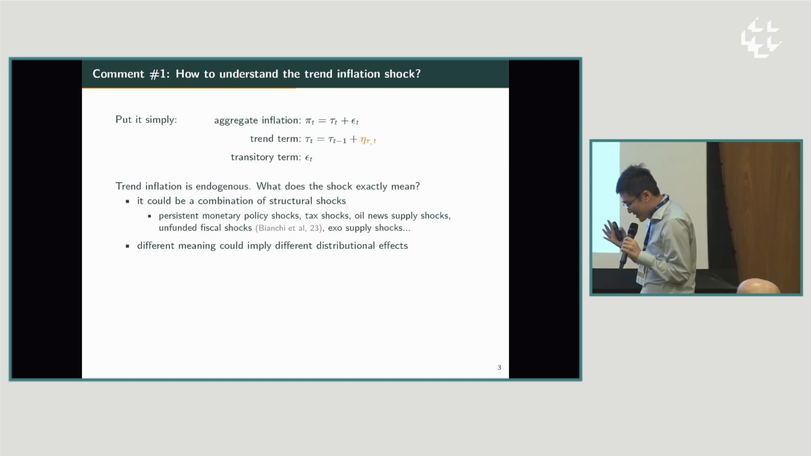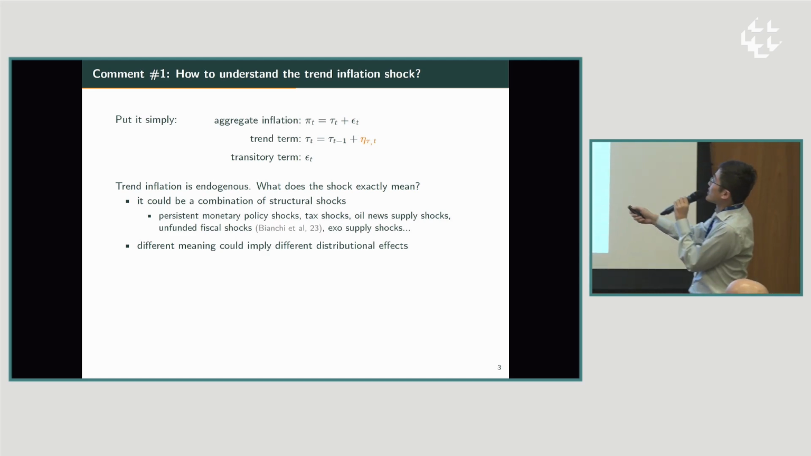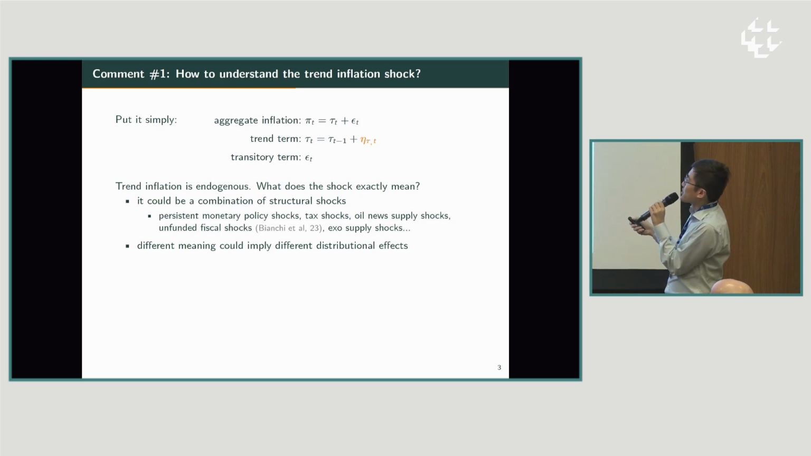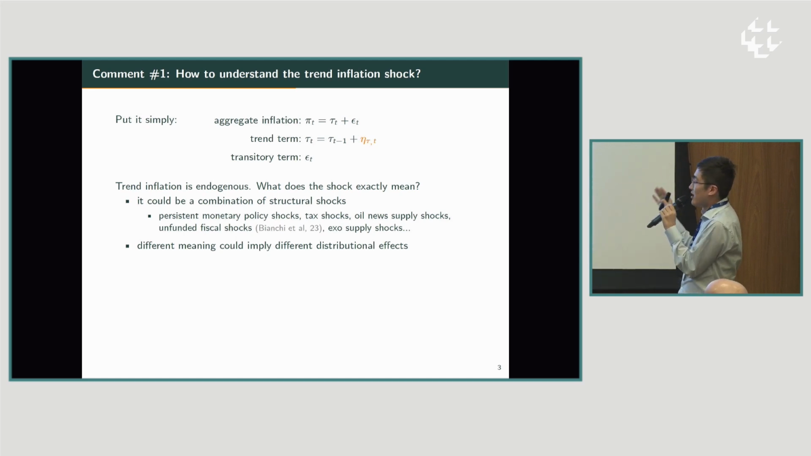So we know that both the trend term and the transitory term are actually endogenous. Then the question is, what does this shock exactly mean to me? Conceptually, it could be a combination of all structural shocks. The authors mention, for example, this shock has a relatively higher correlation with persistent monetary policy shocks, or tax shocks, or oil news shocks. And recently in the literature, Bianchi and several other co-authors find unfunded fiscal shocks. And you can also think this could represent exogenous supply shocks.